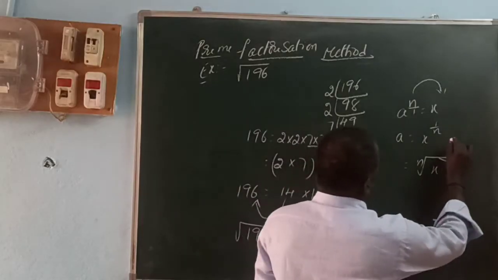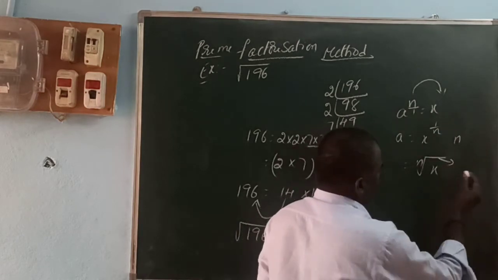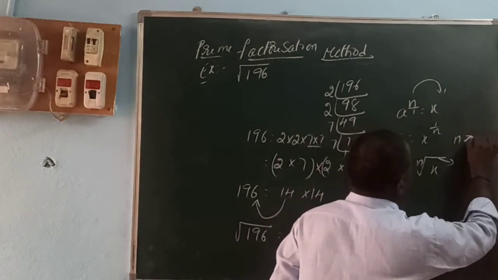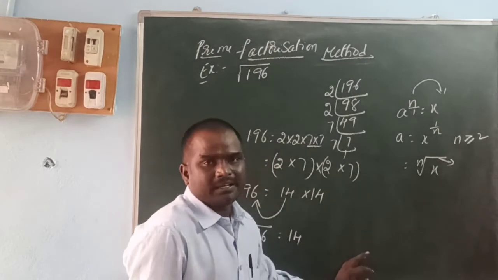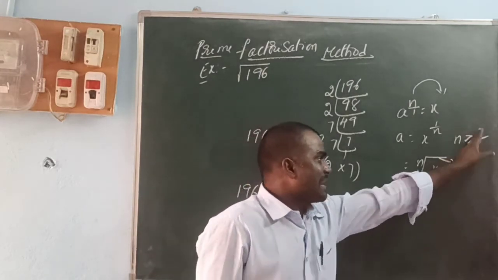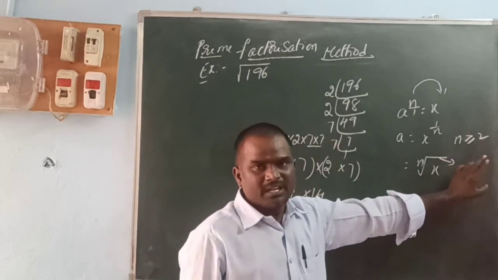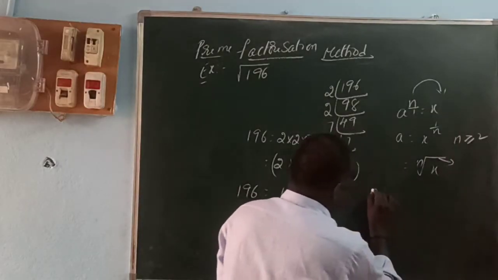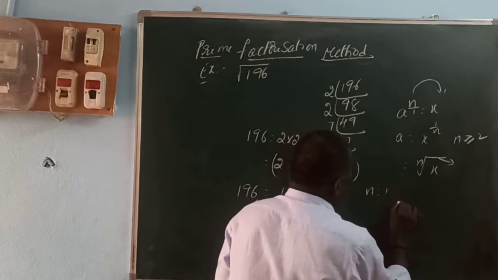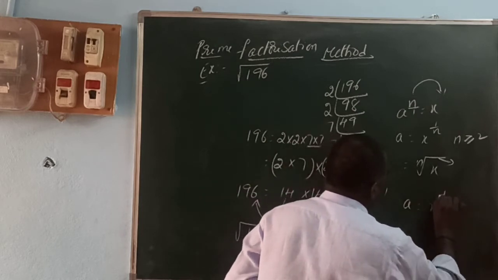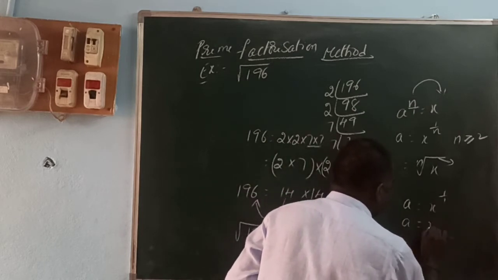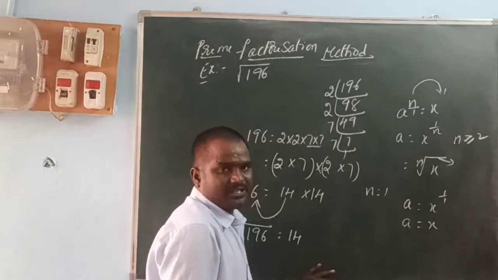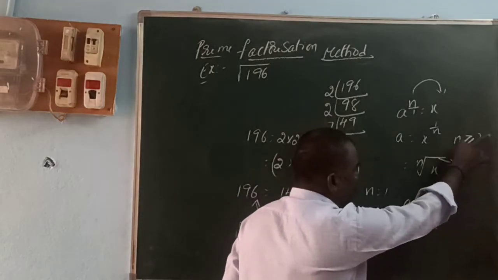Okay, the n here, the order of the surd, the condition is that it is greater than or equal to 2. That means the value of n is greater than or equal to 2. If it is less than 2, for suppose n is equal to 1, then a is equal to x power 1 by 1. Here we can write a is equal to x. So that is here n is greater than or equal to 2.